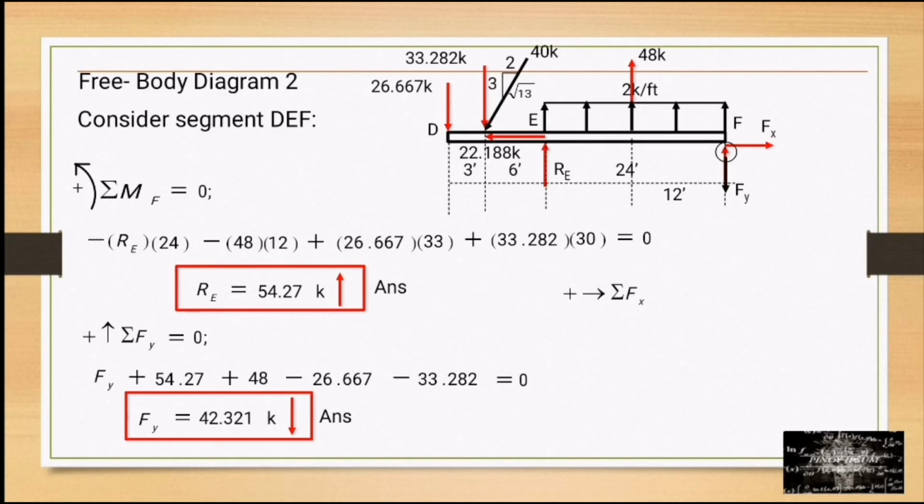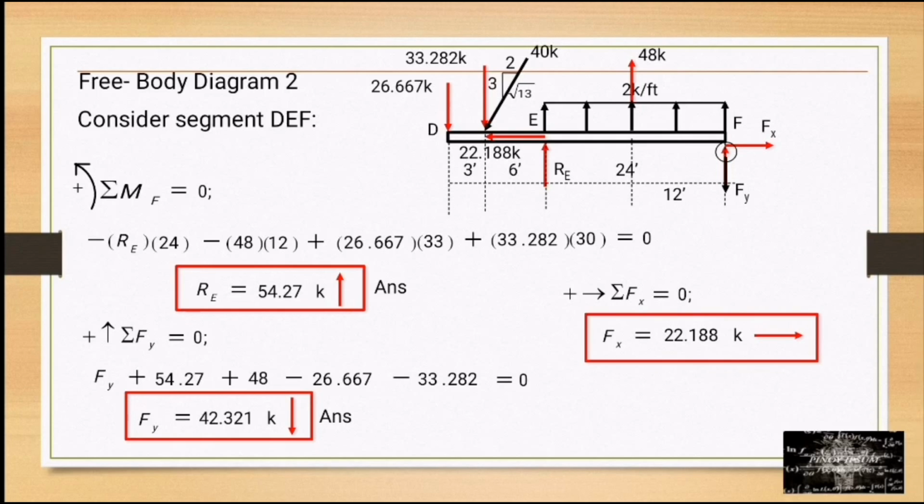Now for the Fx, so summation of forces along x is equal to 0. So by inspection, Fx is equal to 22.188 kips. Okay?